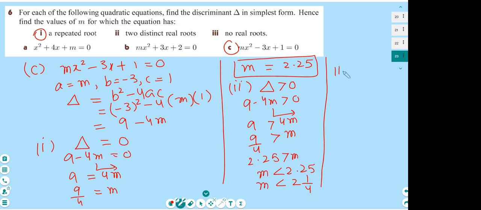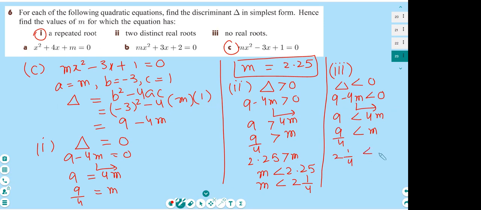Third case. No real roots means the discriminant should be less than 0. So 9 minus 4m less than 0. It will be 9 less than 4m. Dividing both sides by 4, so 9 over 4 less than m. Or it will be 2 whole 1 by 4 less than m. Or we can also say that m is greater than 2 whole 1 by 4. Right?